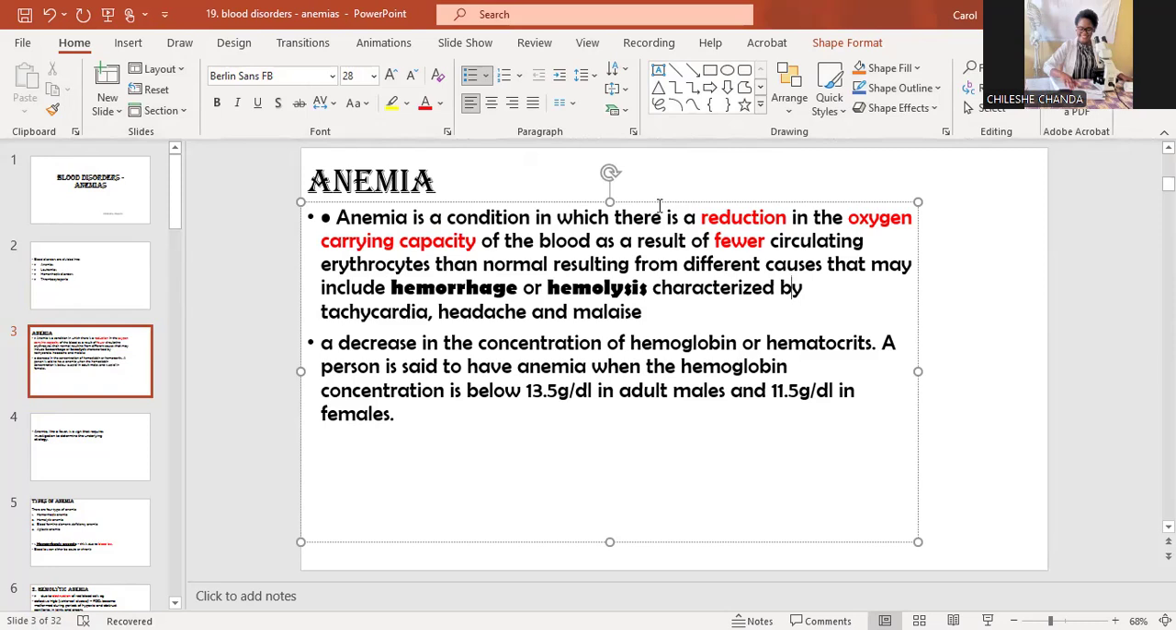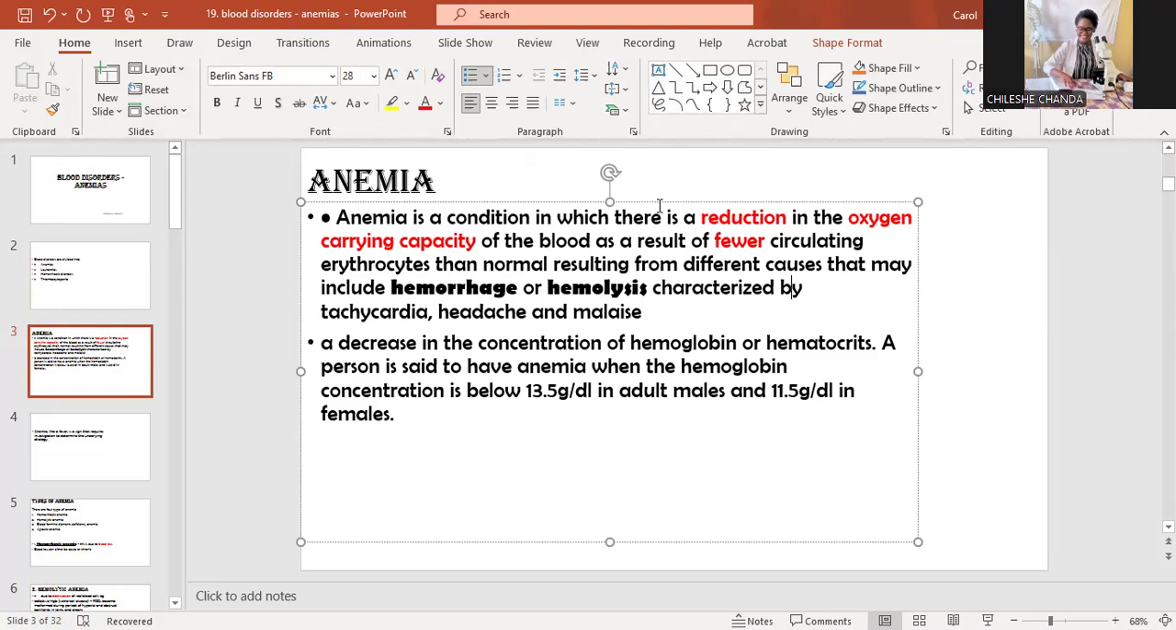Okay, that is what is involved. And then the other thing you should include in your definition should be what exactly is happening in this condition. So in this case, we're saying there is reduction in the oxygen carrying capacity of the blood. And then the other thing that you should include in your definition should always be the cause. What is it that is causing this particular condition, that is causing this particular situation?